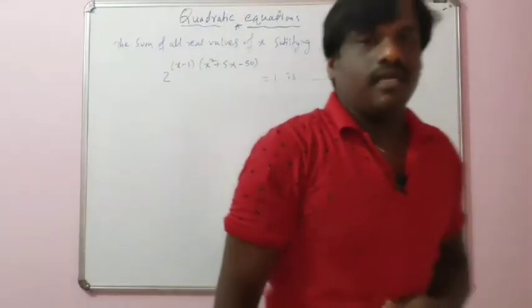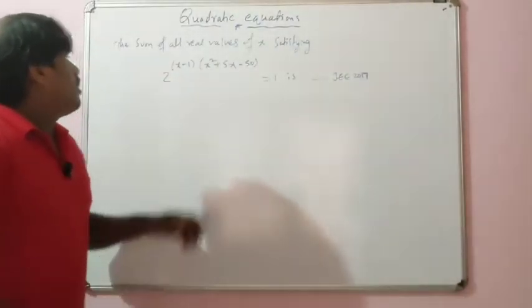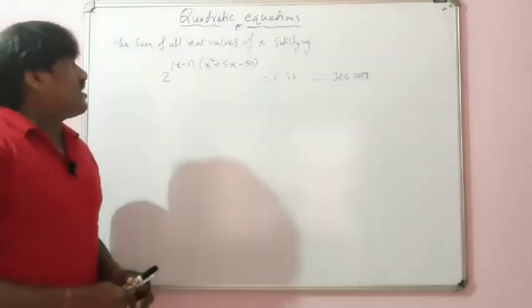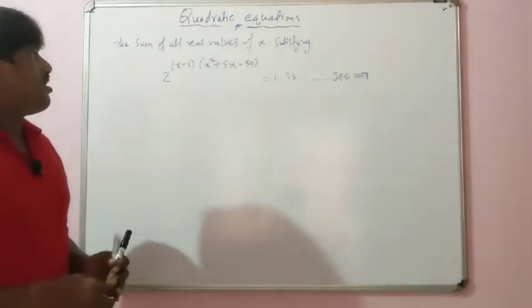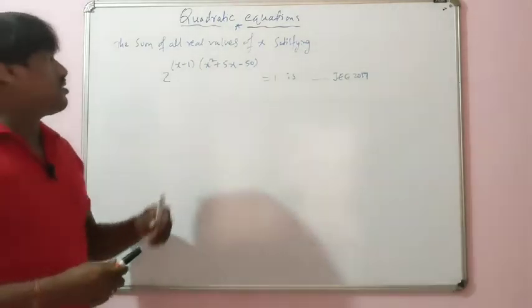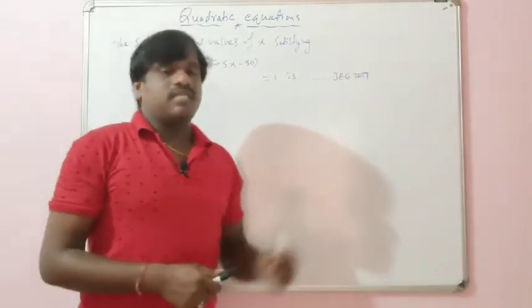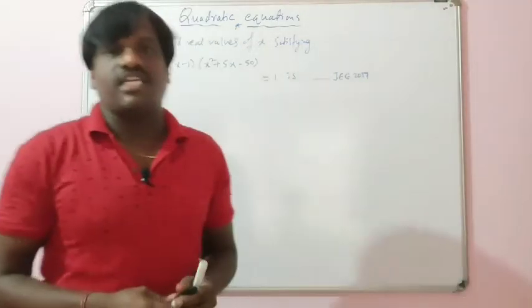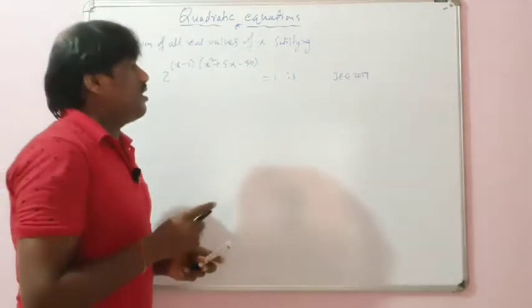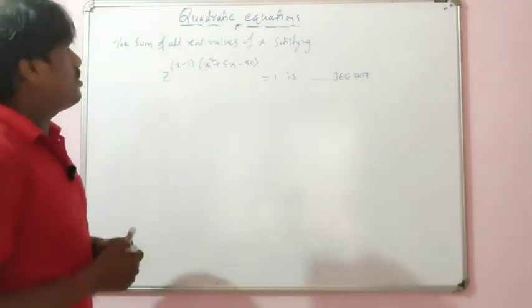Hello dear students, let us see one more question. Sum of all real values of x satisfying 2 raised to the power of (x minus 1) into (x square plus 5x minus 50) is equal to 1 is dash. This question was asked in JEE 2017. Let's see how to solve this question.